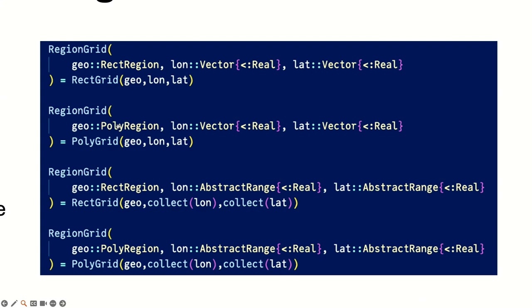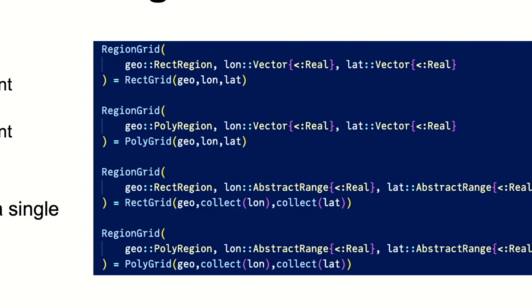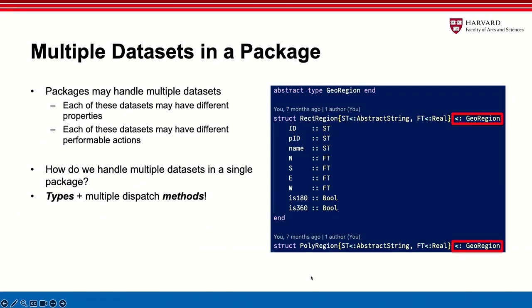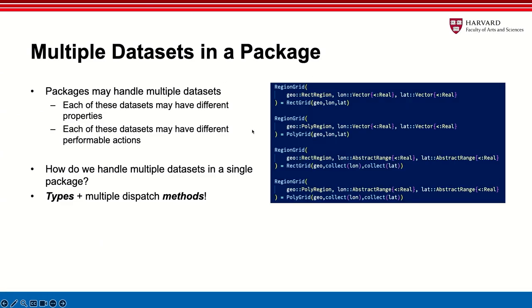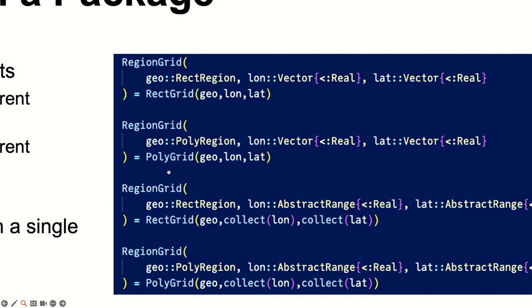So when you have a specific object type, you can specify that a function has two different methods, one for each type. Does that make sense? Does that kind of make sense what I'm trying to say? Yeah, so just now down here, you had a rec region and you had a poly region and they were subtypes of the georegion type. Because you have a rec region and a poly region subtype, you can specify two different methods for a function with the same name.